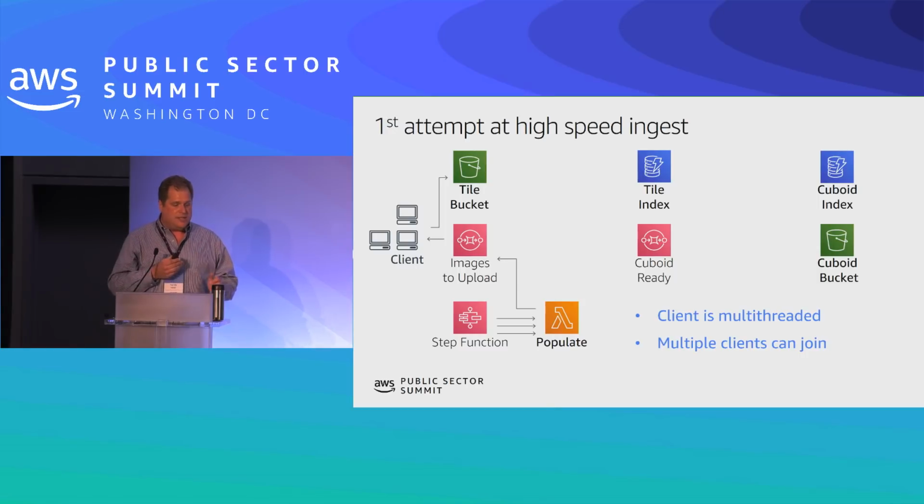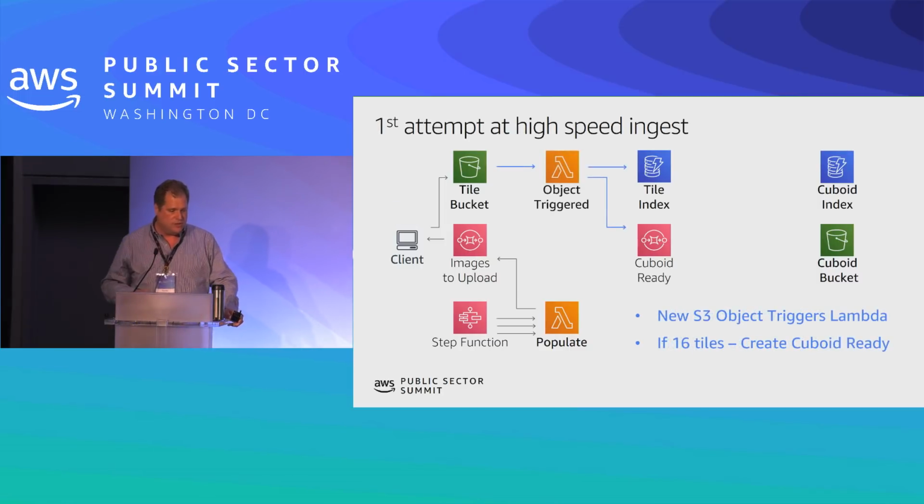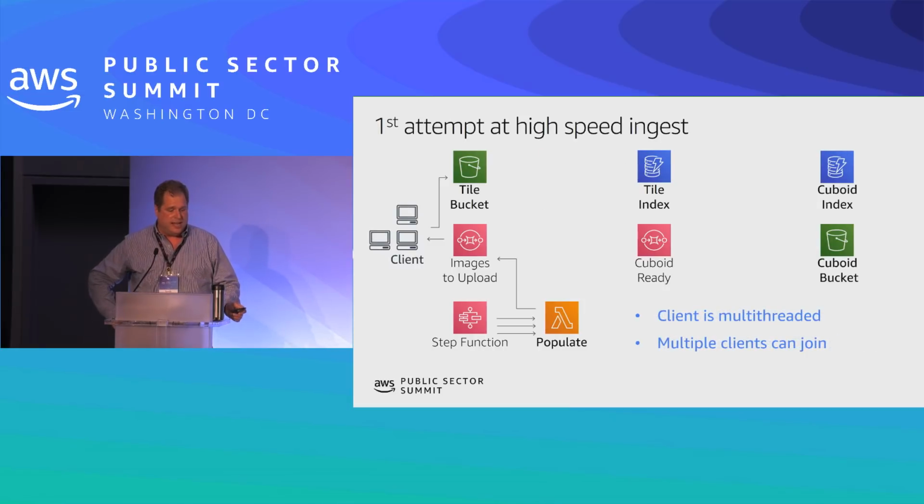The nice thing about this is that if the client's system crashes, we know exactly where they are, because we still have all the images that need to get uploaded. The client is multi-threaded, and we can also spin up multiple clients in parallel and have them all work on getting this data ingested into our system.